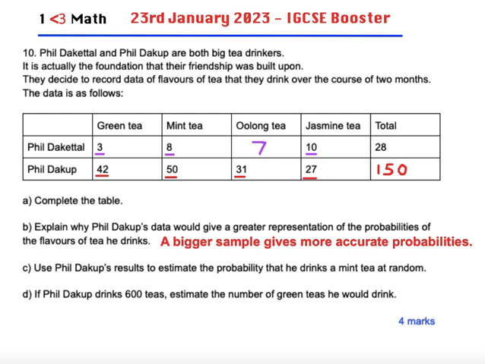Part C, we need to use Fill the Cup's results to estimate the probability that he drinks a mint tea at random. So how many mint teas did he drink? This is the relative frequency or the experimental probability. That could be how it's phrased in the question. Find the relative frequency, and that's just a fancy way of saying probability. So the frequency was 50 out of a total of 150. So we can write it as follows. Probability of mint tea is 50 out of 150.